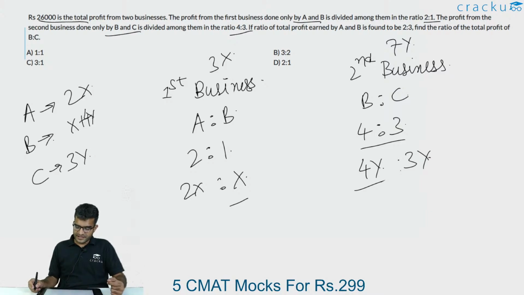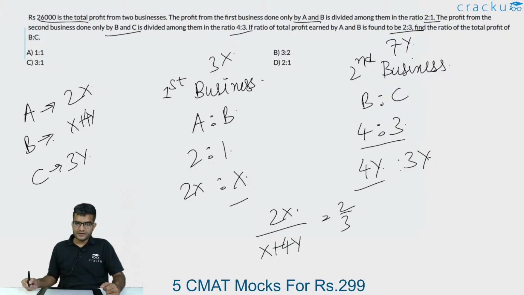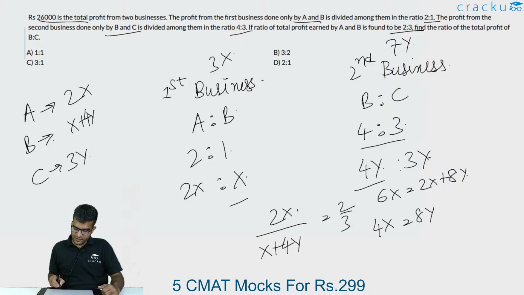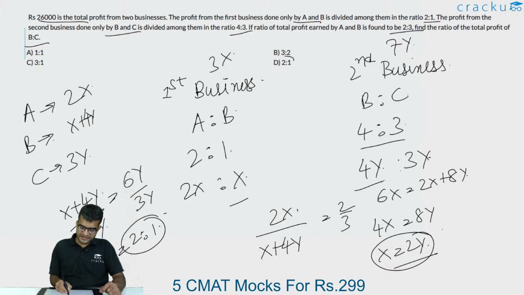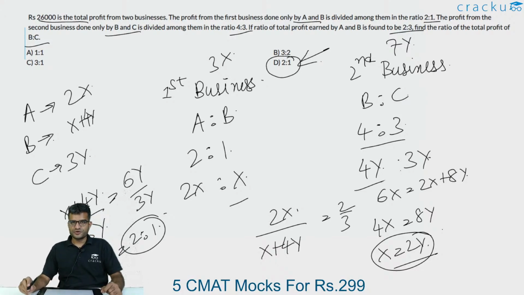What we are told is that the ratio of the profit made by A and B is 2:3. So 2x divided by x plus 4y is equal to 2/3. If you cross multiply, you are going to get that 6x is equal to 2x plus 8y, or the value of 4x is equal to 8y, or the value of x is equal to 2y. If the value of x is equal to 2y, the ratio of the total profit made by B and C is x plus 4y divided by 3y. X is equal to 2y, so the required ratio will be 6y divided by 3y, which is equal to 2:1. So the correct answer for this question is option D, which is 2:1.